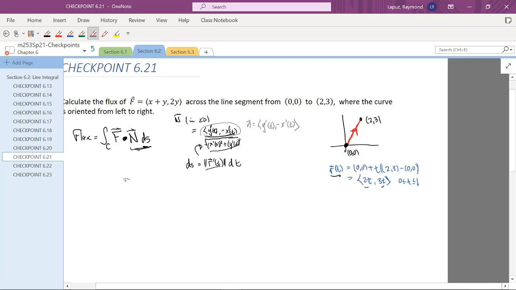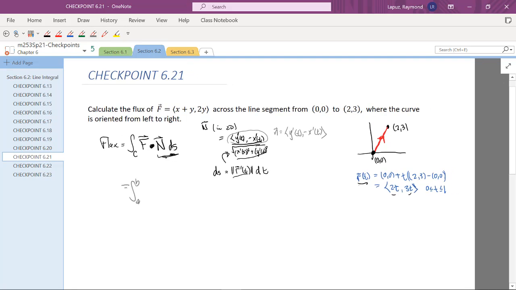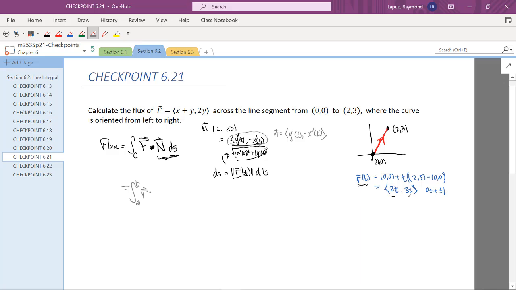Then we get to write our working definition for this flux integral, and that should be the integral from a to b, whatever our limits are. We know what our limits are. The function evaluated at r of t, and we're going to dot with little n, and then dt.